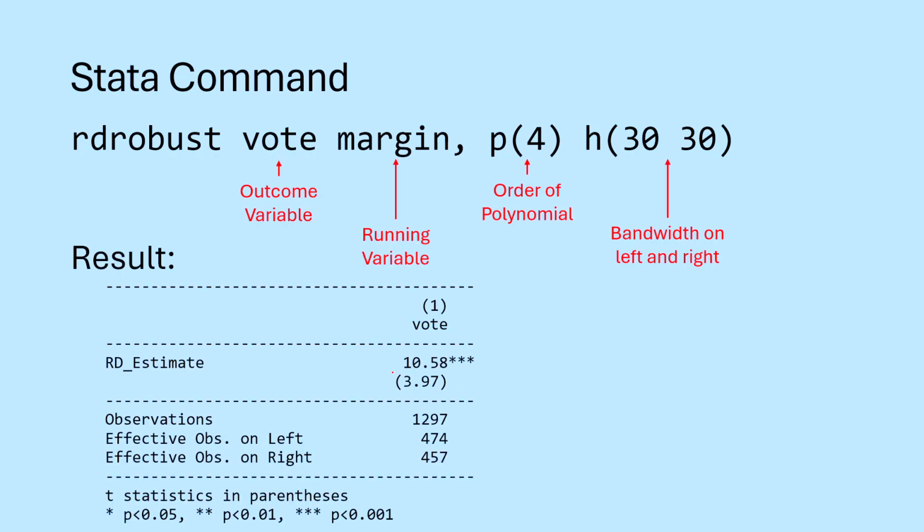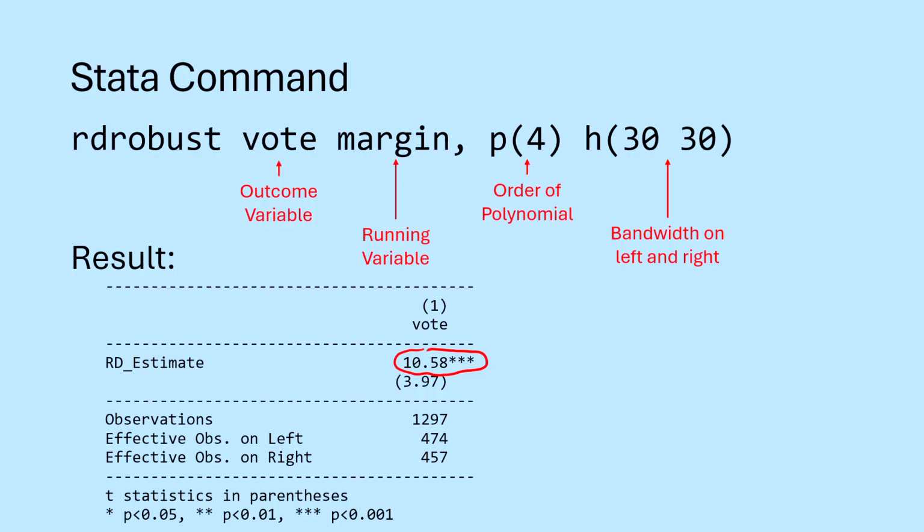So the table might look something like this. You've got your RD estimate, and we are estimating that the treatment effect is 10.58. In other words, if you have the incumbency advantage, you can expect in the next election to have a vote share that's 10.58 percentage points higher than you otherwise would. So the incumbency effect is a very large advantage that you have in elections.